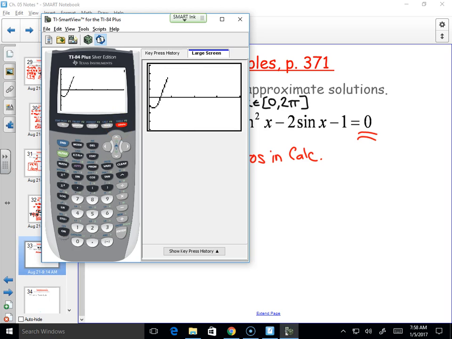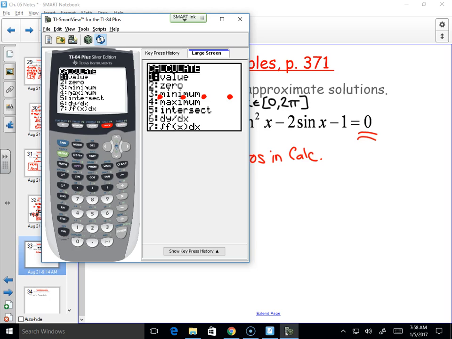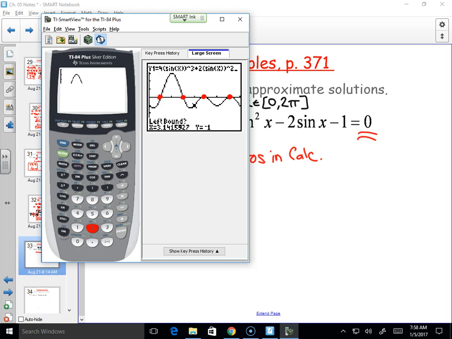How many intersections do you see? Count them off. 1, 2, 3, 4. I see 4 different intersections with the axis, but remember, we're not doing intersections in this problem. They're just zeros, no big deal. So we'll go ahead and do second trig. We can find our zeros with the number 2.